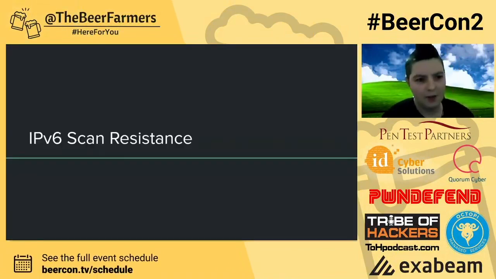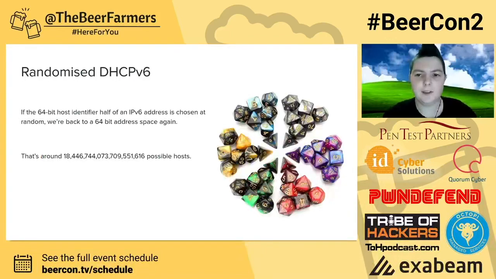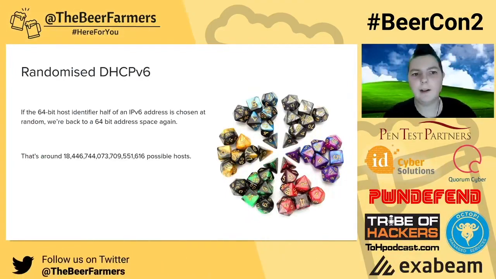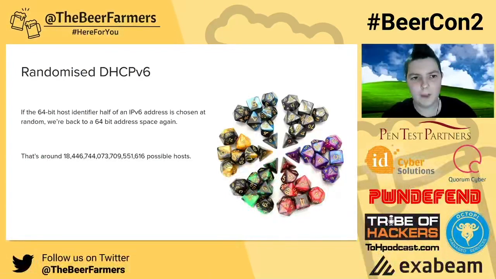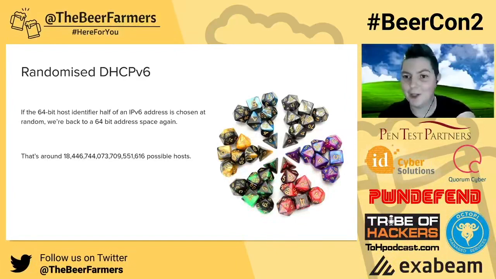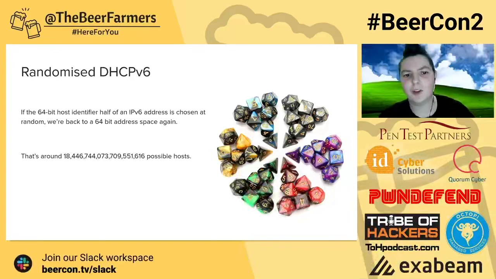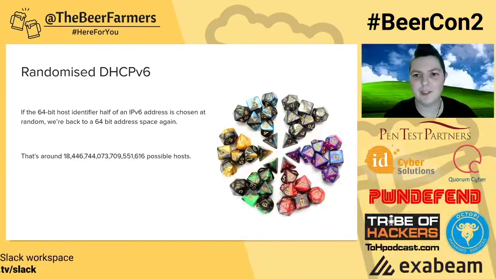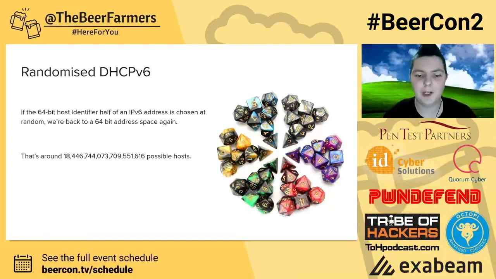So, ways that you can build resistance to IPv6 scans. Randomized DHCPv6. If you select a host identifier at random, you're back to a 64-bit address space again. So that is that number there. Again, a lot of unpronounceable numbers in this talk, but it's a lot of possible hosts. Either way, if this is randomly selected and there are no patterns that we can exploit to scan, there's not much chance I'm going to find anything on your network. This is good.